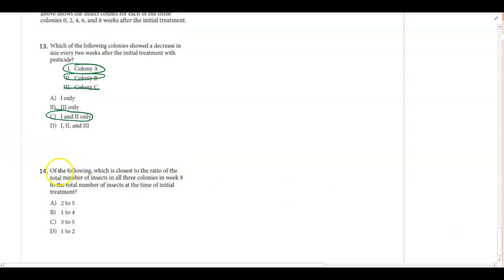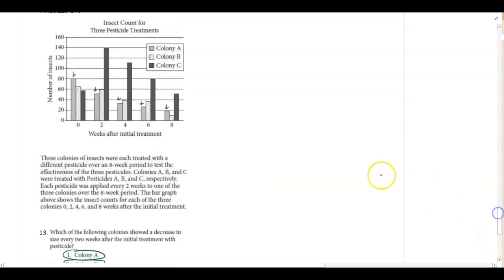The next question says, which is the closest to the ratio of the total number of insects in all 3 colonies in week 8 to the total number of insects at the time of the initial treatment? So basically you have to understand, we have to put it in week 8 to the initial. So week 8 to the initial. So how many insects did all 3 add up to in week 8? So this, I'm going to say, is approximately 20. This is approximately 10. And this is approximately 50. So that would be 20, 30, about 80.